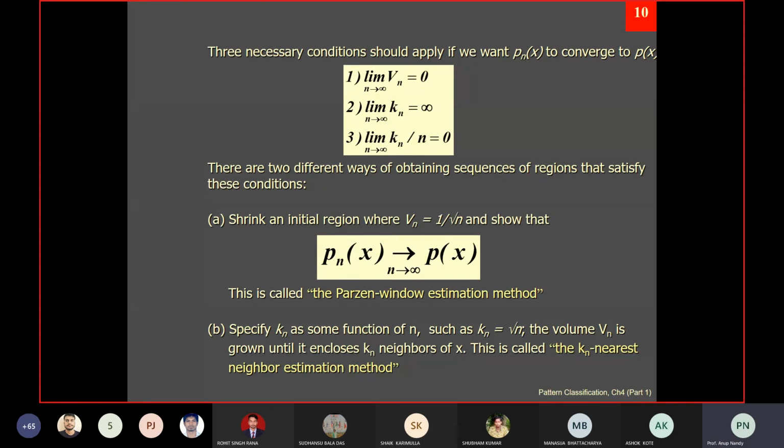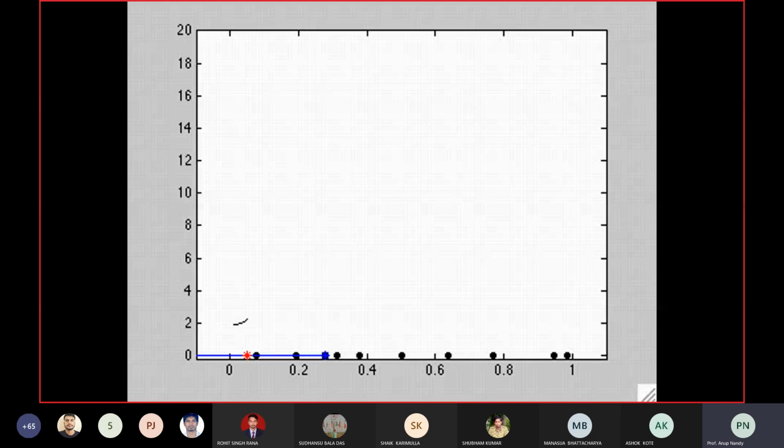Or you can fix a V and calculate K, which is known as the Parzen window. And another way is to specify Kn as some function of n, such that Kn is equal to root n, and the volume Vn grows until it encloses Kn neighbors of x, so it is called the K-nearest neighbor. These things may not be clear now, so next class we will be discussing the Parzen window and the K-nearest neighbor. Okay, so that's all for today.